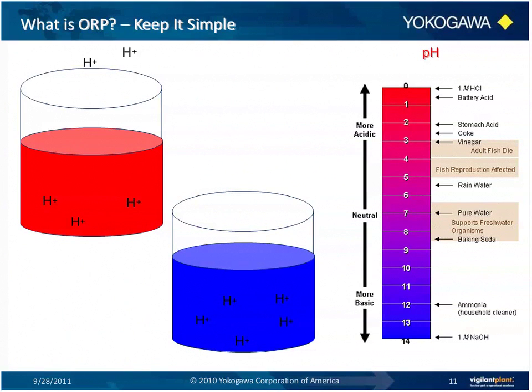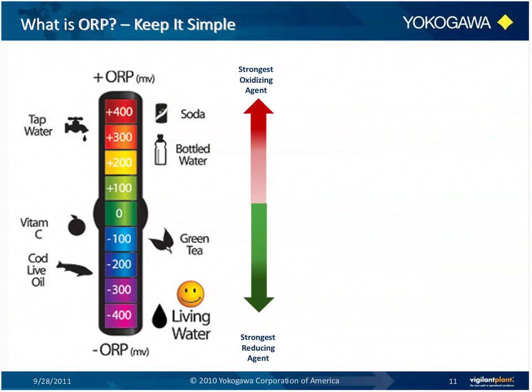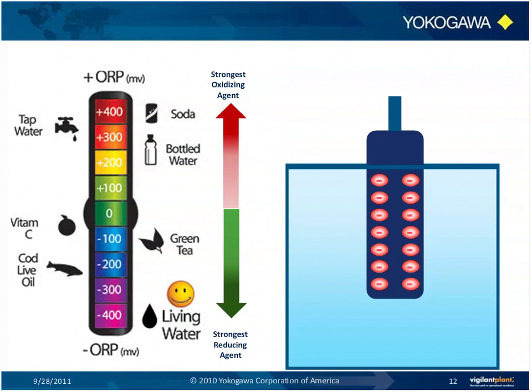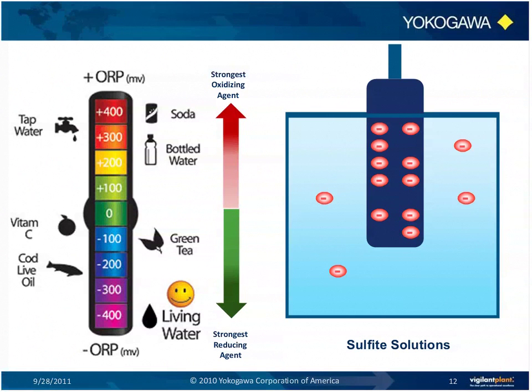An ORP system can be designed in a similar manner. Since a reducing agent is capable of accepting an electron and an oxidizing agent is capable of losing an electron, it can be said that the stronger the reducing agent, the more negative the ORP value, and the stronger the oxidizing agent, the more positive the ORP value. For example, an acid permanganate solution is strongly oxidizing, meaning it strongly attracts electrons from an ORP electrode, so the redox potential is highly positive. Opposite to that would be a sulfite solution, which is strongly reducing. It pushes electrons into the electrode, so the redox potential is strongly negative.